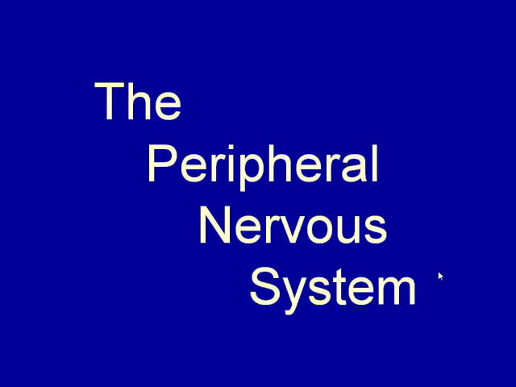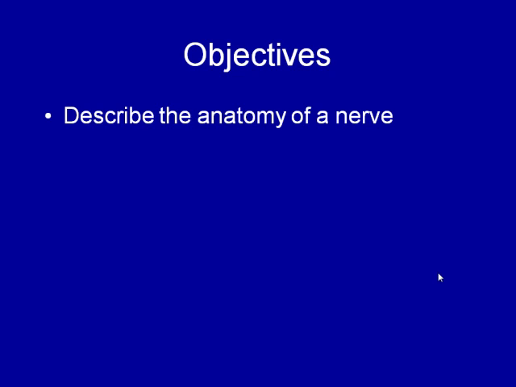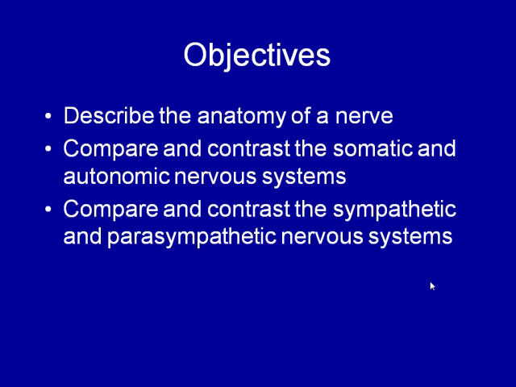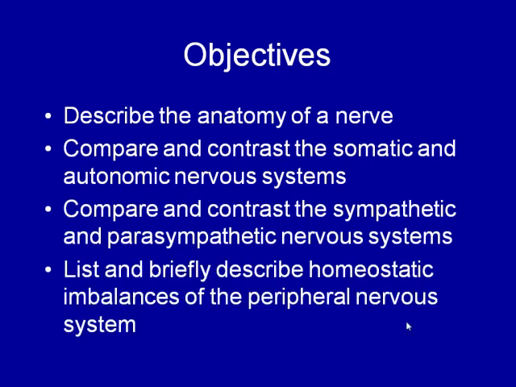We're now ready to look at the peripheral nervous system. Once you've completed this section, you should be able to describe the anatomy of a nerve, compare and contrast the somatic and autonomic nervous systems, compare and contrast the sympathetic and parasympathetic nervous systems, and list and briefly describe homeostatic imbalances of the peripheral nervous system.